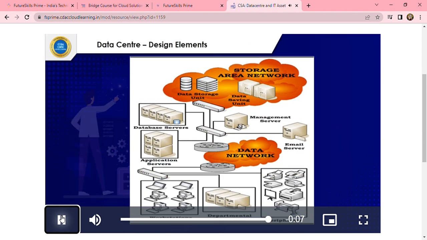Here we are looking at storage area network and data network.